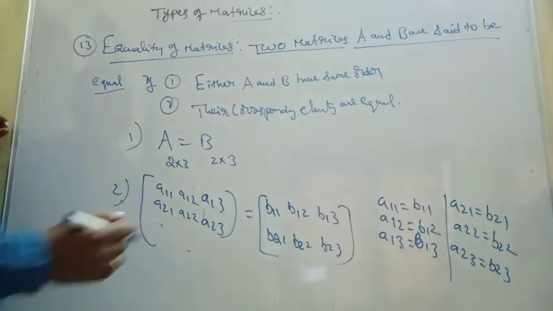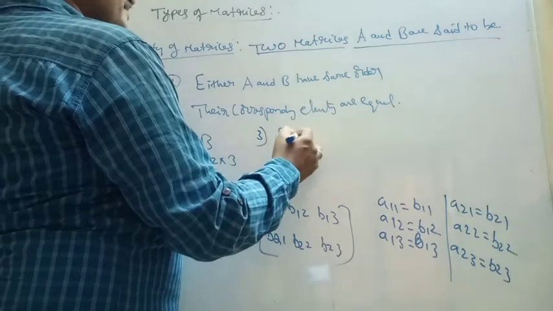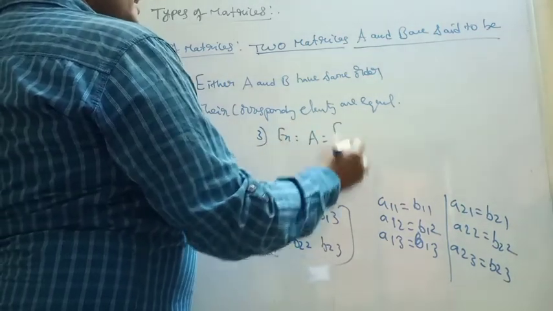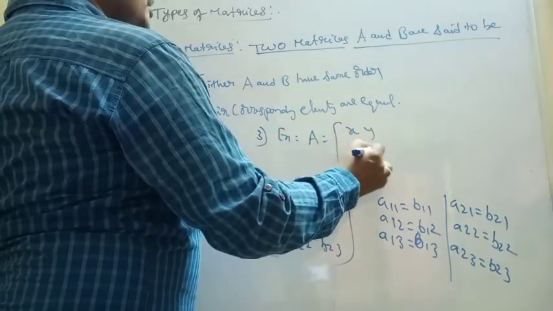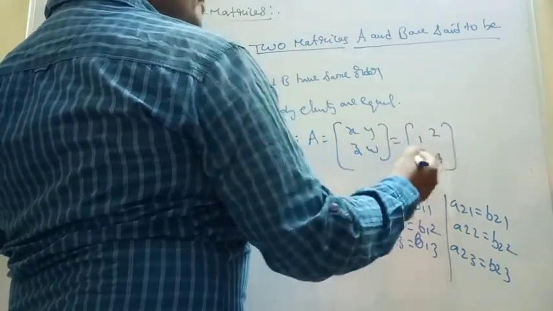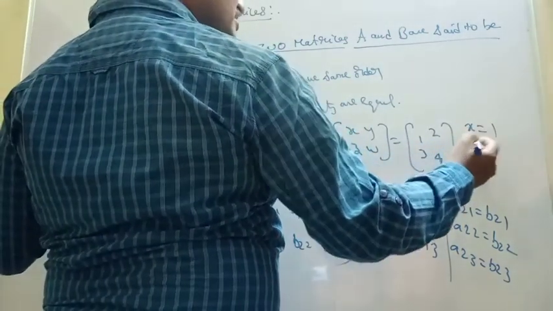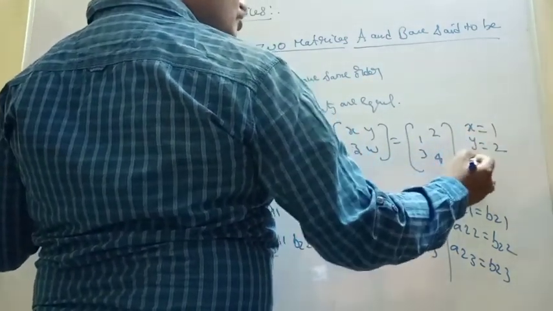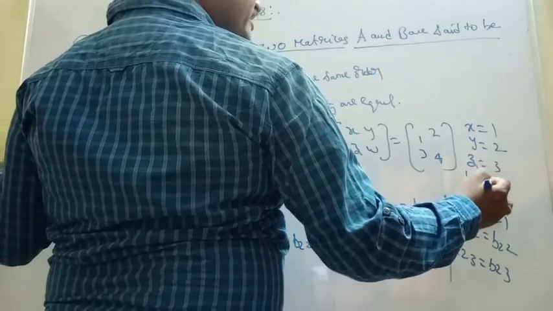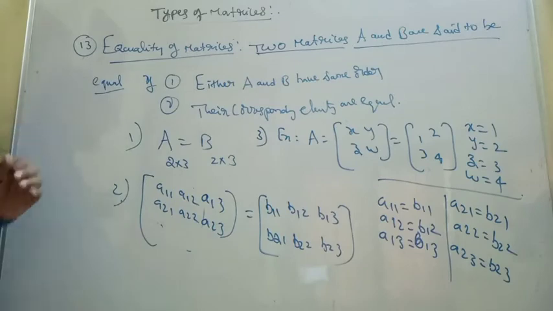Of course, one more example we will take here. I am having matrix A equal to X, Y, Z, W, and this is equal to 1, 2, 3, 4. Then we can say that if they are equal matrices, X equal to 1, Y equal to 2, Z equal to 3, W equal to 4. In this way, equal matrices are defined.